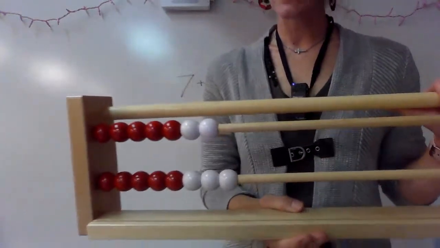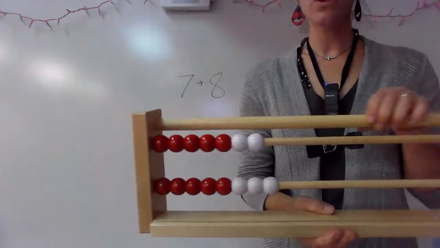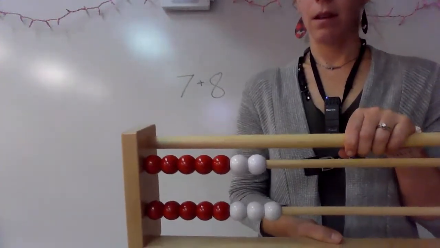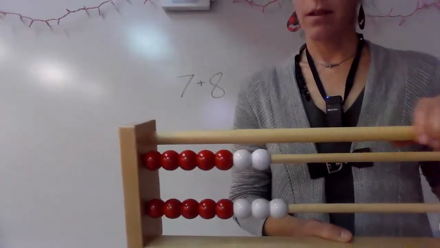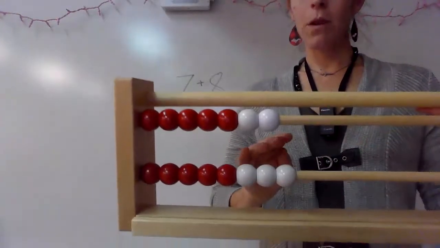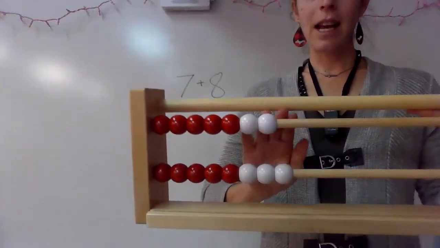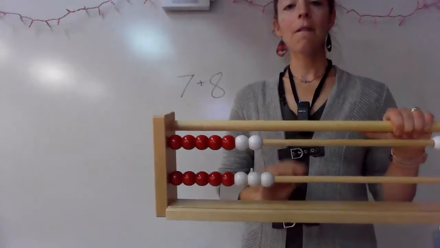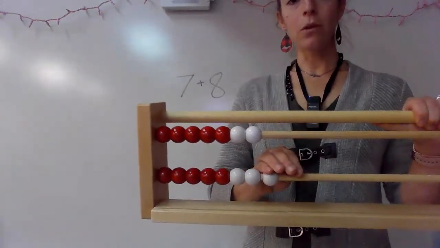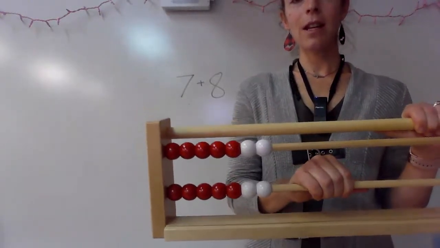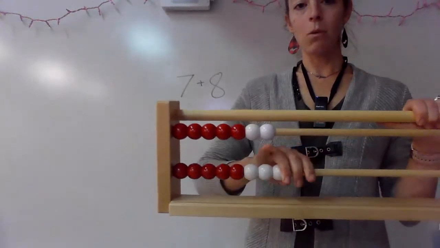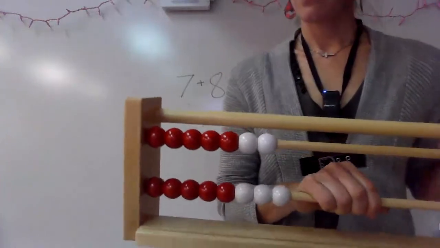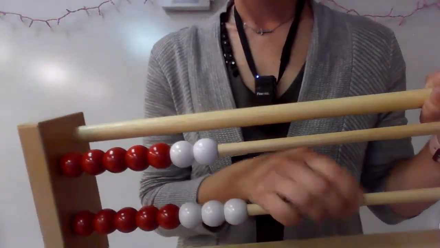What strategy or double fact could you use to help with this? If you know 8 and 8 is 16, 1 less would be 15. If you knew 7 plus 7 is 14, 1 more is 15. Okay, use those double facts to help you.